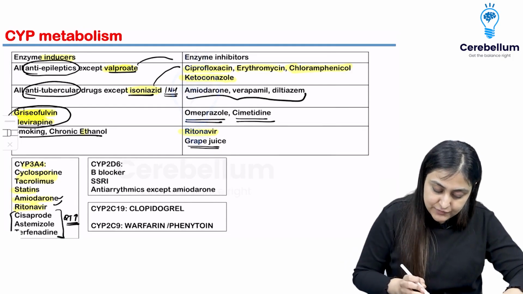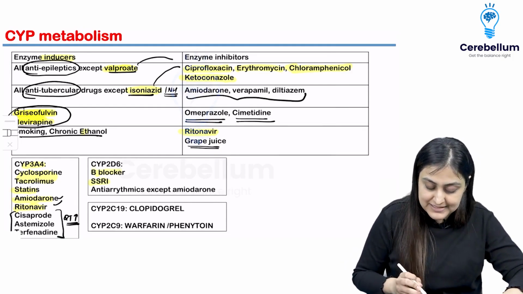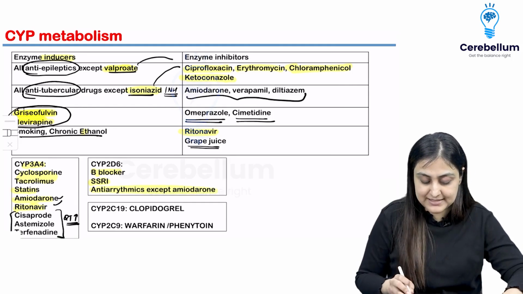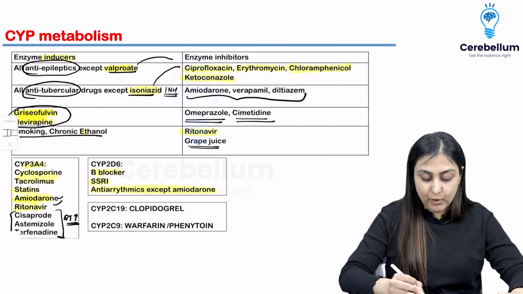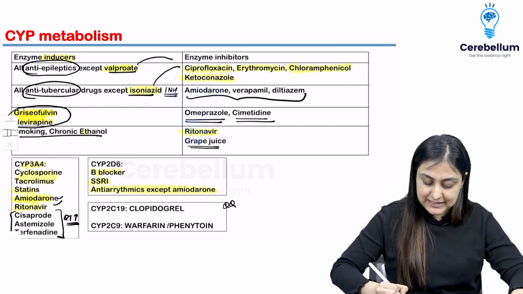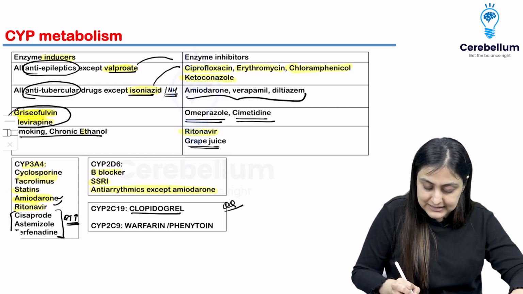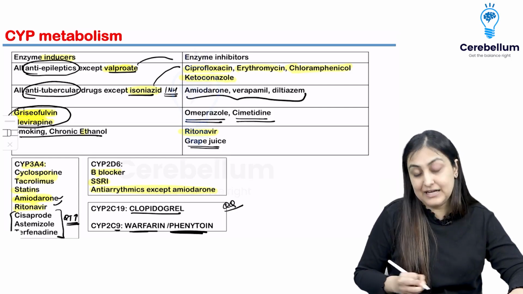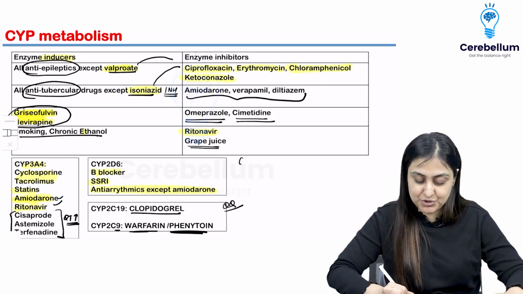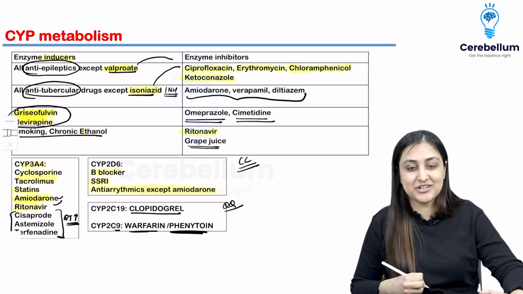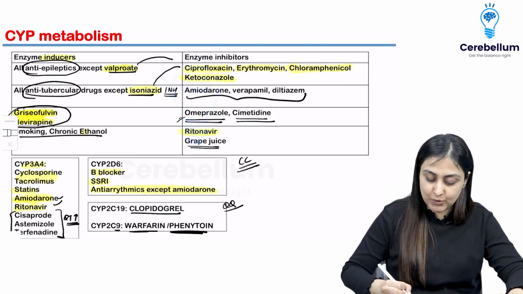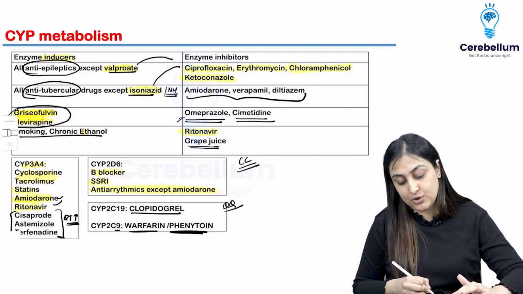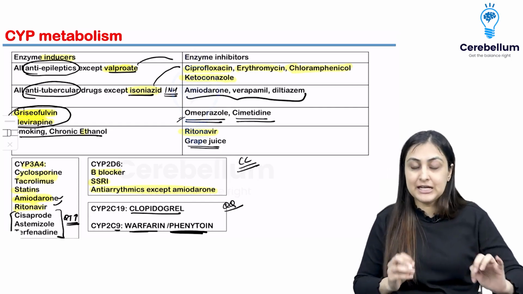CYP2D6 substrates. So we have beta blockers, we have SSRIs, and we have antiarrhythmics except amiodarone, because amiodarone we have already seen. The most important ones which have been asked recently are CYP2C19, that is clopidogrel, and CYP2C9, that is warfarin and phenytoin. So this is like pure copy stuff that you have to just revisit. Okay, so here you also want to remember the interaction between omeprazole and clopidogrel, which is very frequently tested.